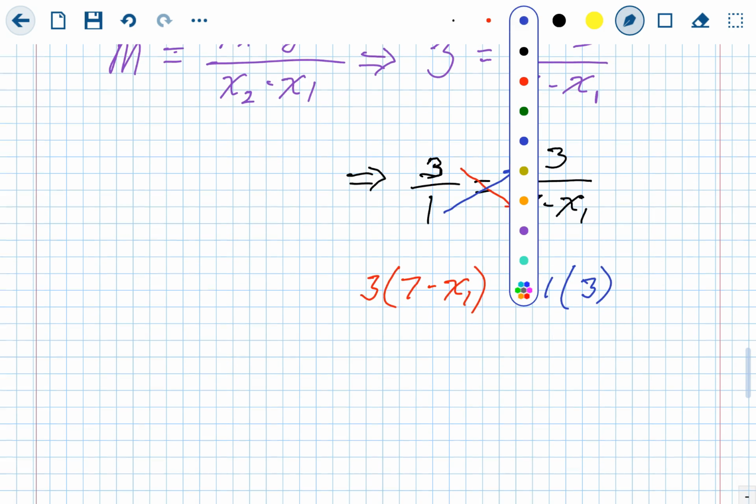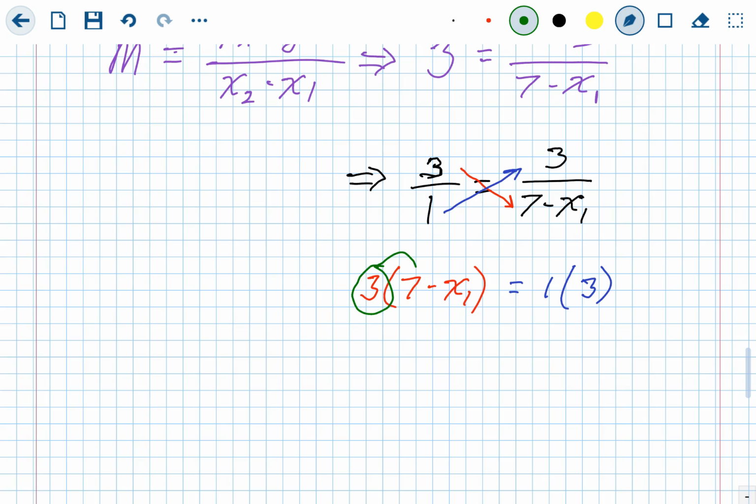Then simplify this and then we'll be able to solve. Over here we're going to have to distribute the 3. Remember when you distribute you multiply both terms. So it'll be 21 minus 3x1. 3 times 7, 3 times x1. And on the right side, 1 times 3 is obviously 3. And then solve for x.